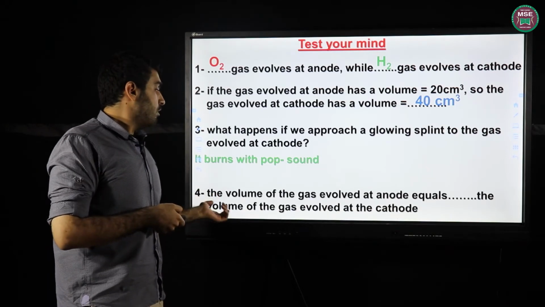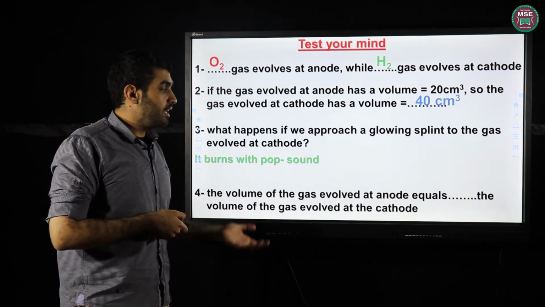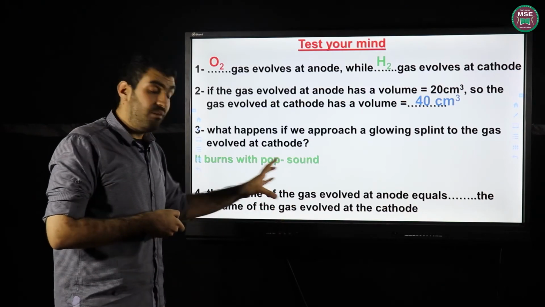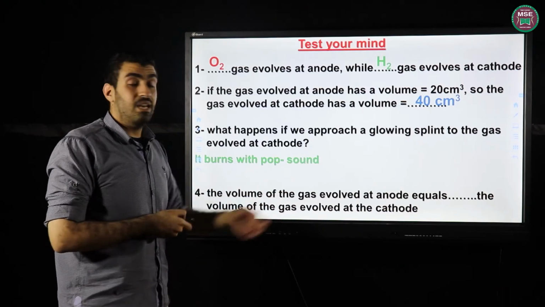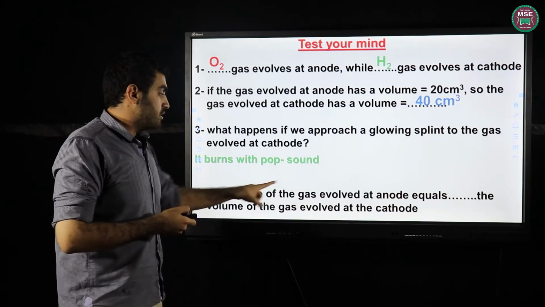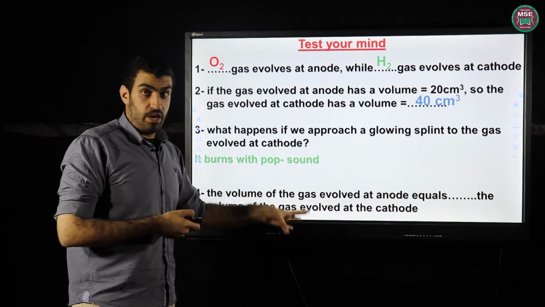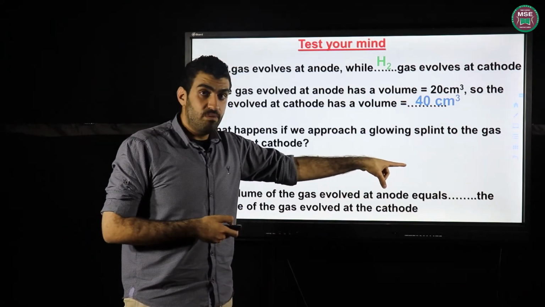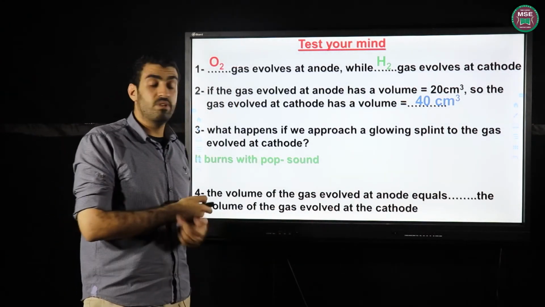Number 4, the volume of the gas evolved at the anode equals half the volume of the gas evolved at the cathode. At the anode it's oxygen, at the cathode it's hydrogen. So the volume of gas evolved at the anode is half the volume of the gas evolved at the cathode.